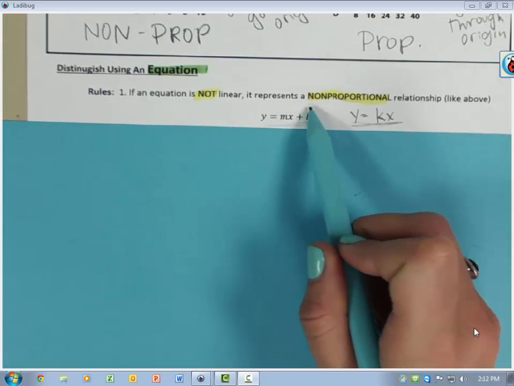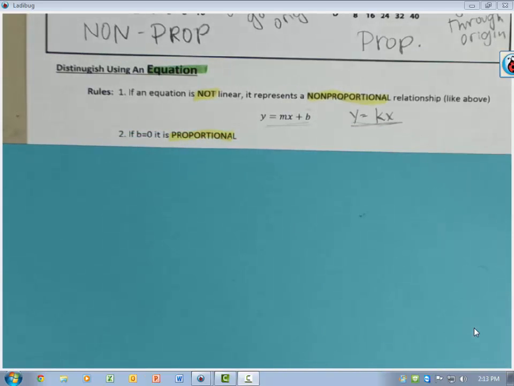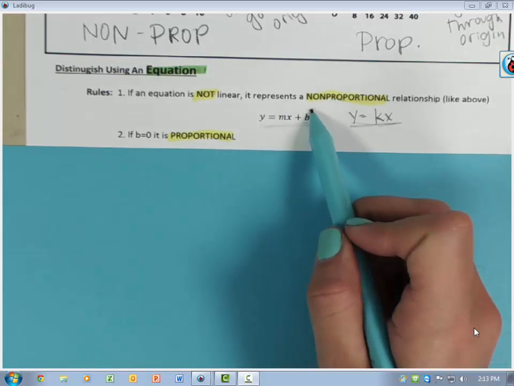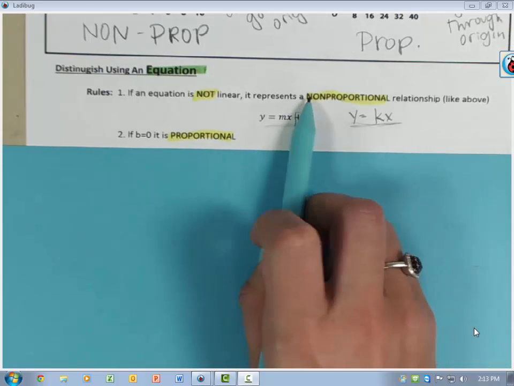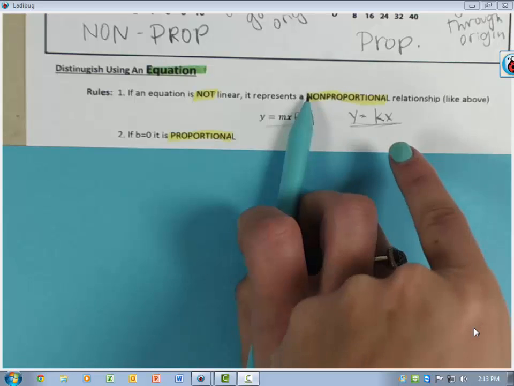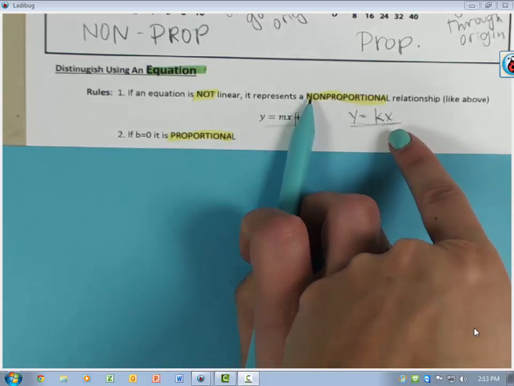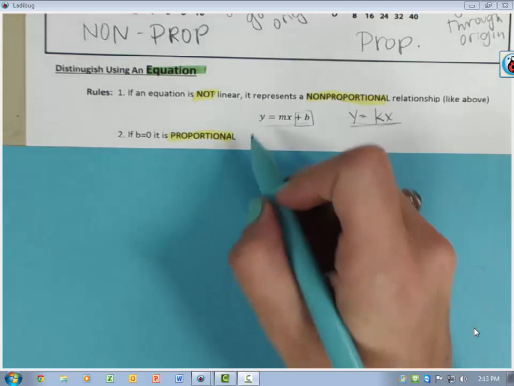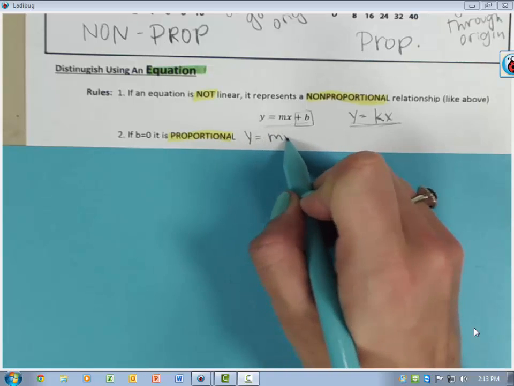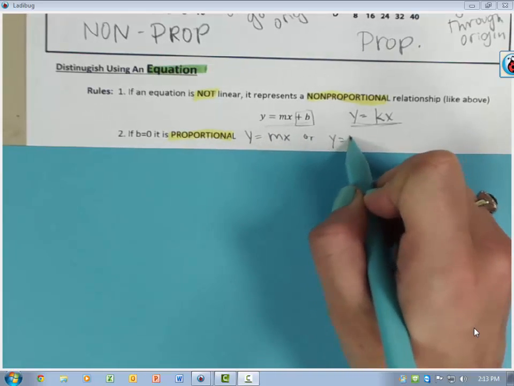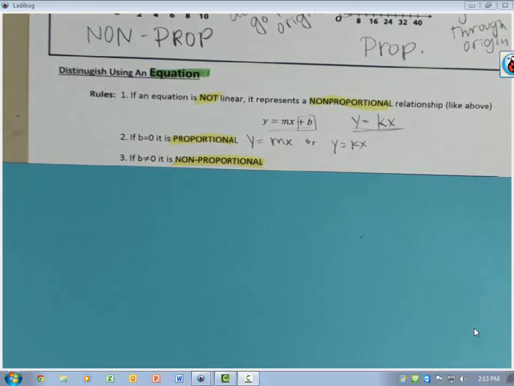So what makes this non-proportional? Let's look at it. If b is equal to 0, if this is equal to 0, it means it's basically not there. So we have this one. So if b is equal to 0, it's proportional. So you can write this, or y is equal to kx. If b does not equal 0, it's non-proportional.